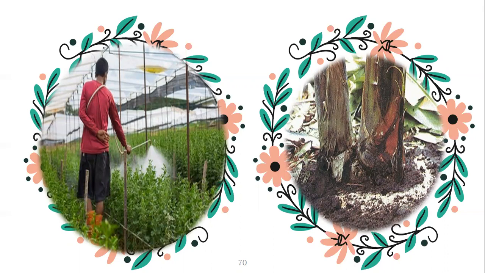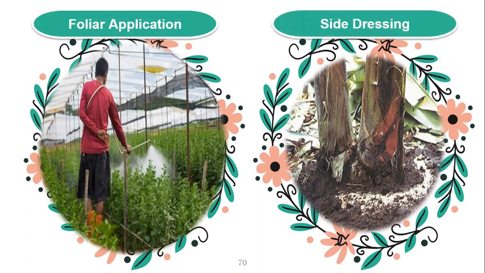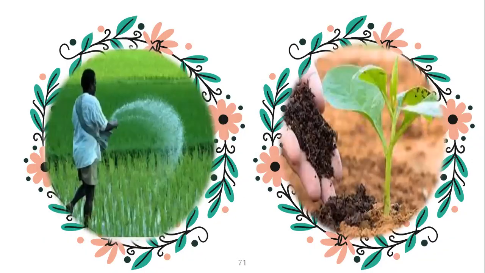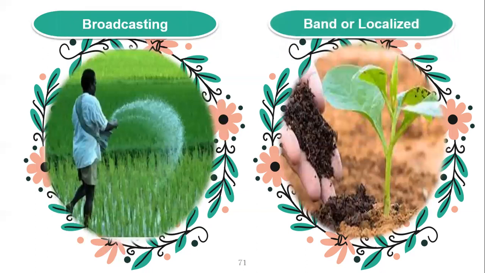Okay, you're done writing your answer, kids? Okay, for number 1, that is foliar application. Number 2 is side dressing. Okay, let's have 3 and 4. Observe the farmer. So for number 3, it is broadcasting. And number 4, you have the band or localized.